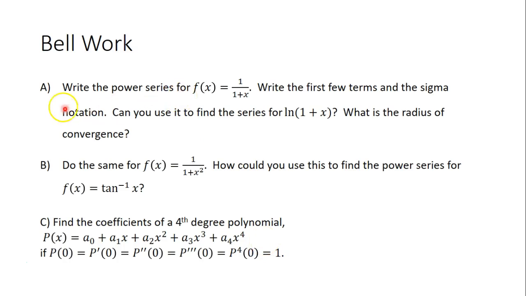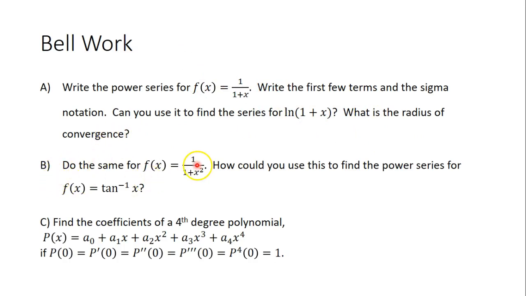So for letter A here, I want you to write out the power series for 1 over 1 plus x. And we talked a lot about this in 9.1b. We did a lot of functions that look like this. This is an a over 1 minus r kind of situation. You want to find out what a is, what r is. I want you to write me the first few terms and the sigma notation for the series that represent 1 over 1 plus x. And then the question is, can you use it to find the series for natural log of 1 plus x? This is kind of the last thing we talked about in 9.1b, where we use calculus to be able to kind of change some functions to other ones that are not necessarily geometric. And give me the radius of convergence for both of those.